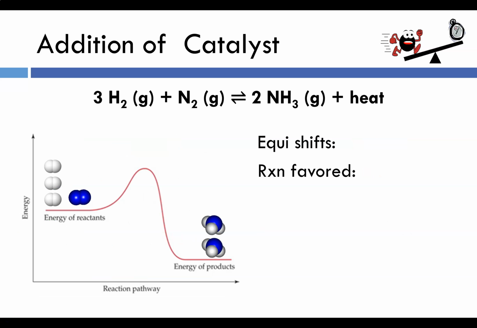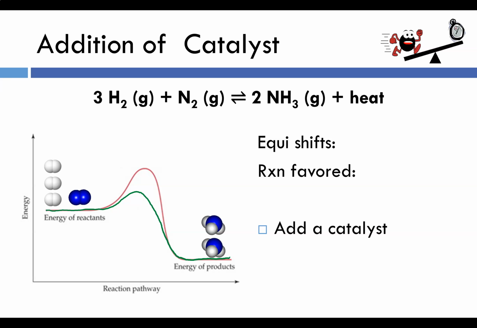What about adding a catalyst? Will that shift our equilibrium? I know a couple of lessons ago we talked about what happens in our potential energy diagram when a catalyst is added. Hopefully remember that it looks something like this. We've provided an alternative path with lower activation energy.